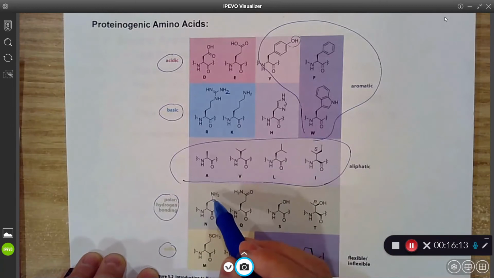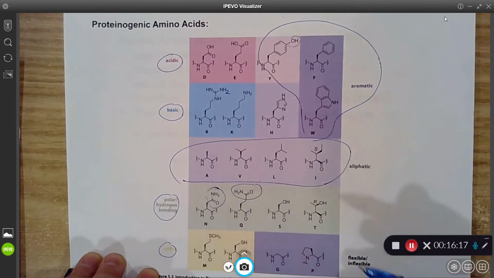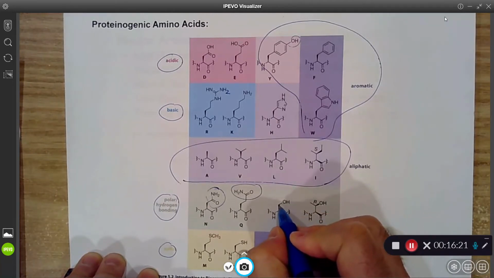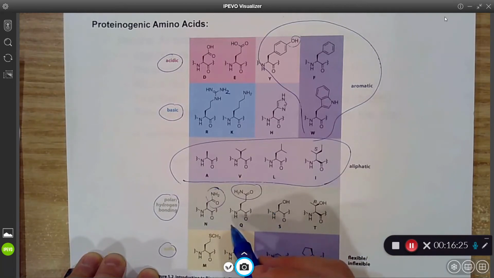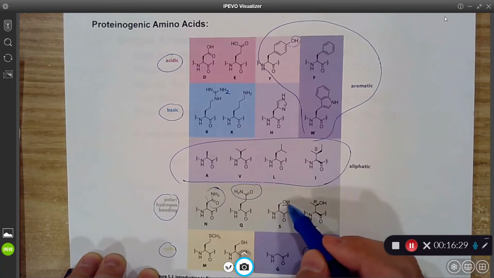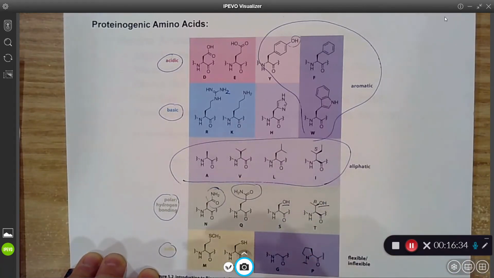We also have polar hydrogen bonding ones. So these are amides here. So these can hydrogen bond with a variety of different hydrogen bond acceptors. Okay, so that's asparagine, glutamine. This is serine, that's a hydroxyl group here, can hydrogen bond. This is threonine that also has a hydroxyl group. Here you have methionine, which is a sulfur-containing amino acid, and cysteine.